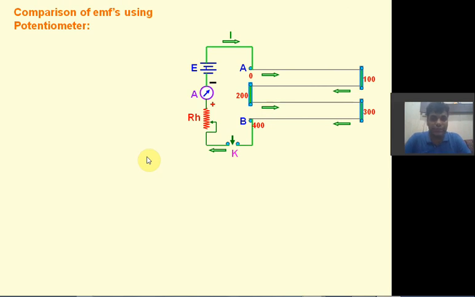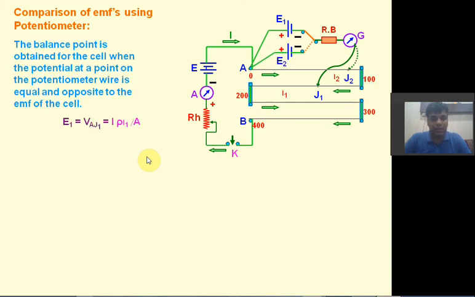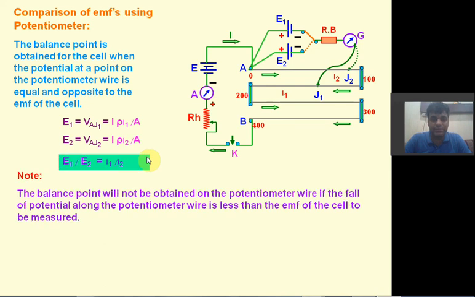Next we come to the next point, where the potentiometer is used to compare the EMF of cells. How can the EMF of cells be compared? Now we have two cells, E1 and E2. Again, this is the auxiliary circuit, and again there are four wires, and here we have the jockey. Only the difference is that here we have connected two cells E1 and E2, and here is a resistance box.